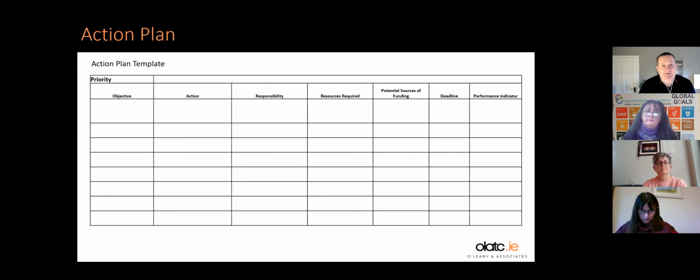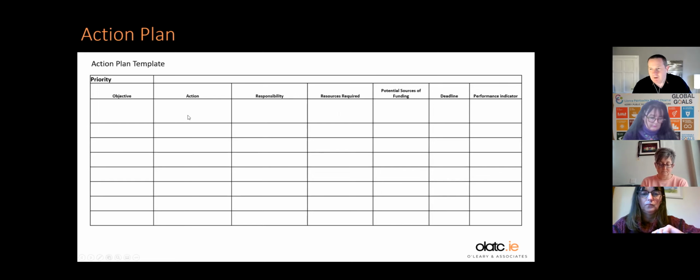So this is the action plan template that I sent you out. Again, it's a basic template, nothing really spectacular with it, and it's a very simple way of managing and monitoring your projects as they progress. So the first thing is, okay, what is the objective here? What are we trying to do? And then what are the actions assigned to it?